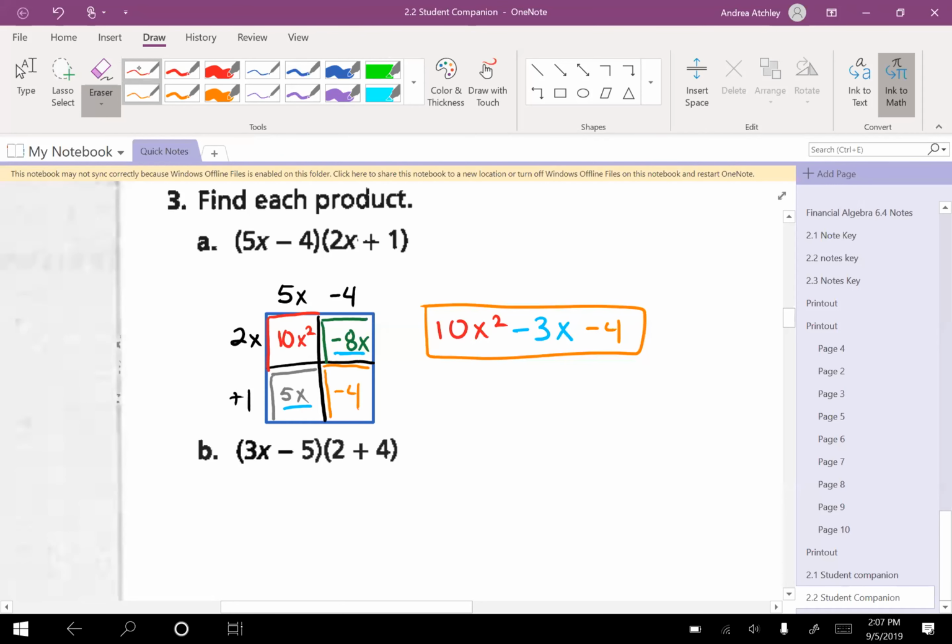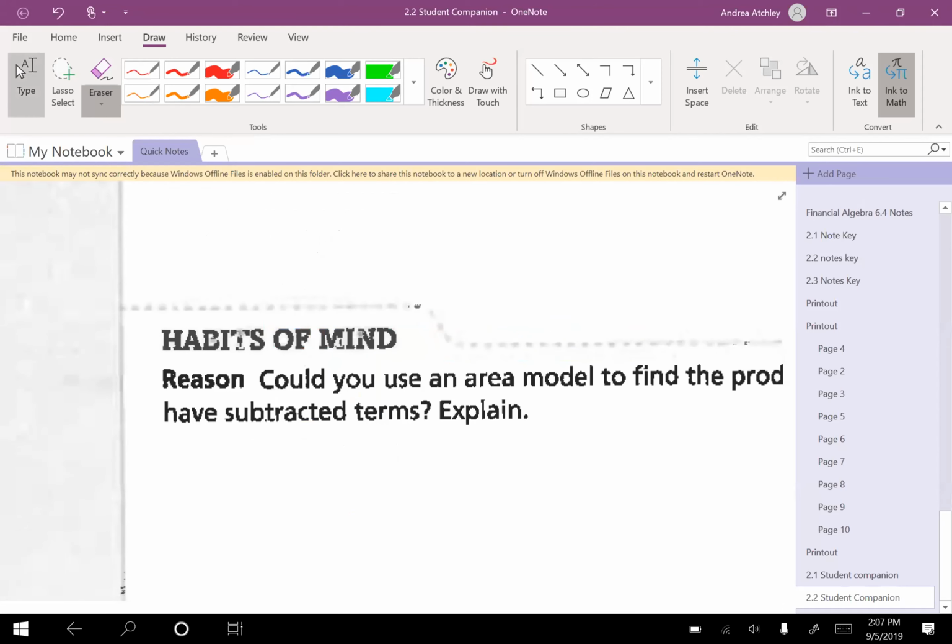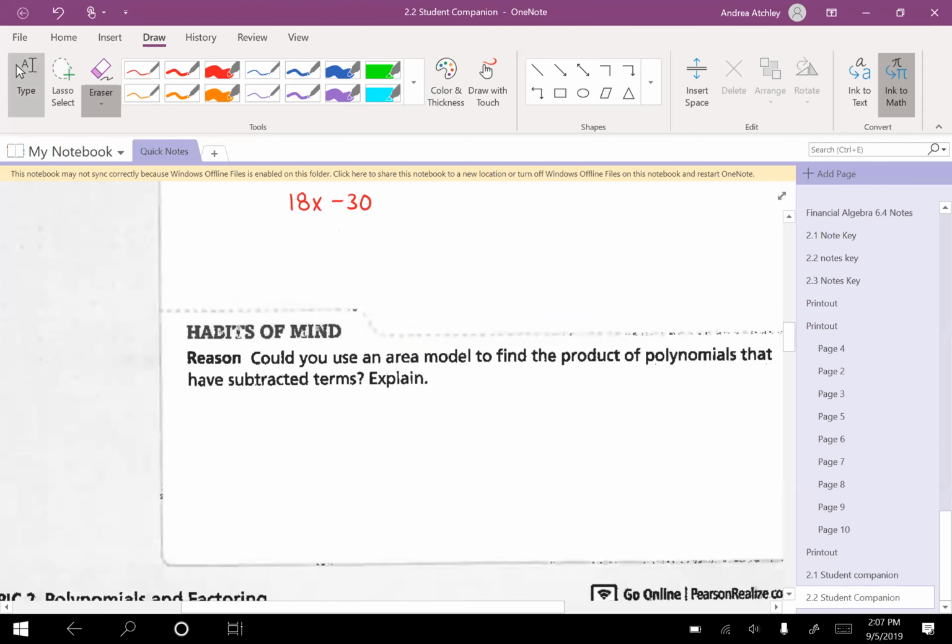Okay, we should have gotten 18x minus 30. Any questions over that? Okay. Can you use an area model? Oh, we don't need to use that one right now.